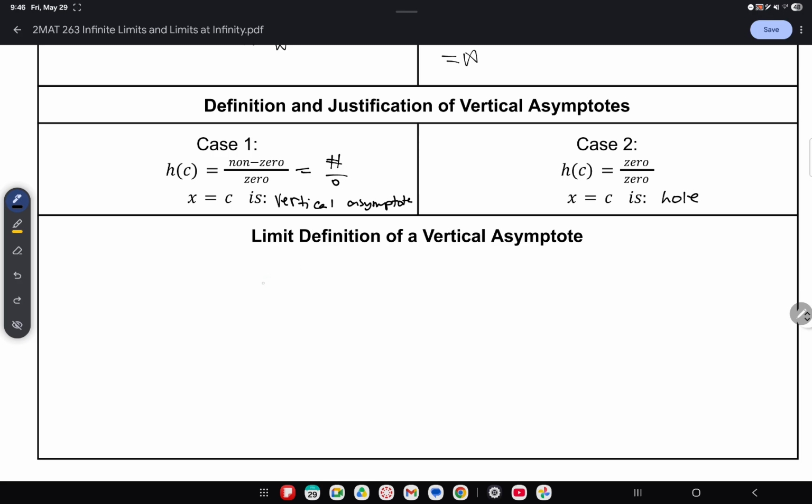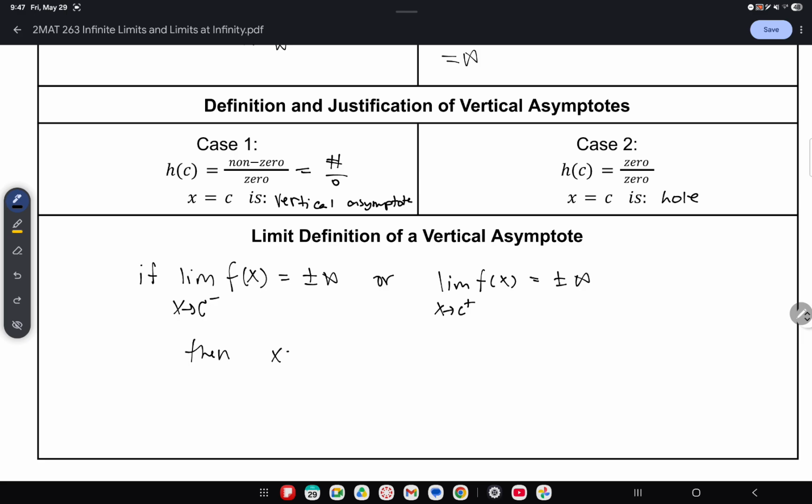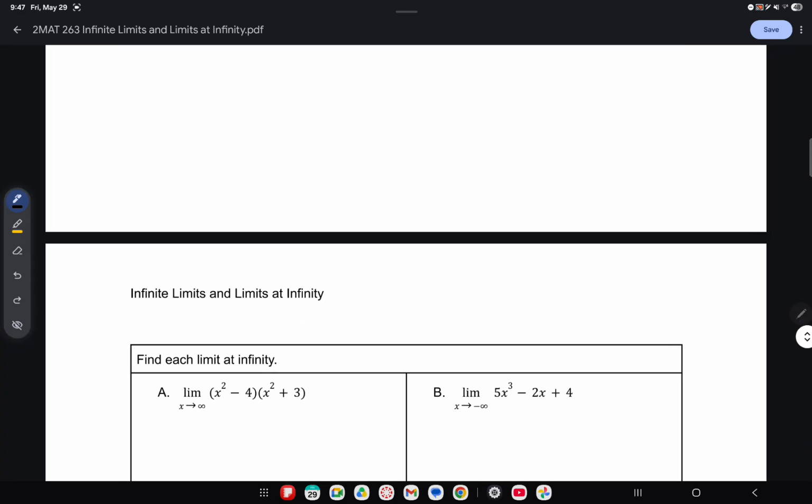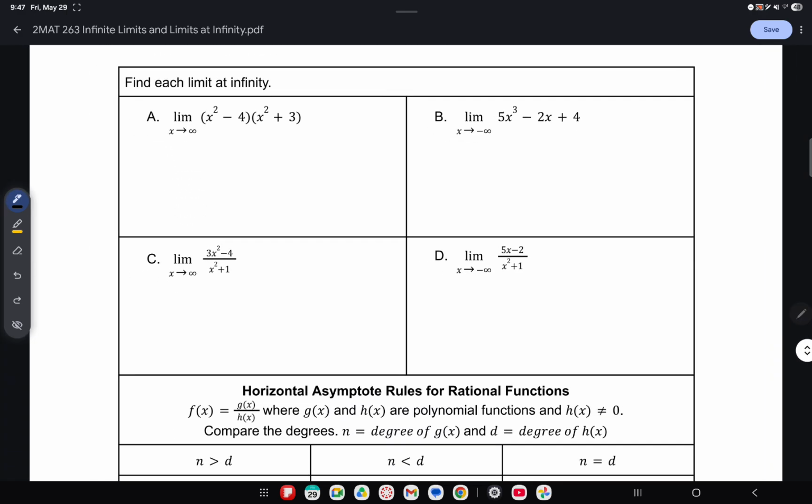All right, so the limit definition of a vertical asymptote. If the limit as x approaches c from the left of the function goes off to the infinities, or the limit as x approaches c from the right of the function goes off to either of the infinities, then x equals c is a vertical asymptote. Right? So let's find some.